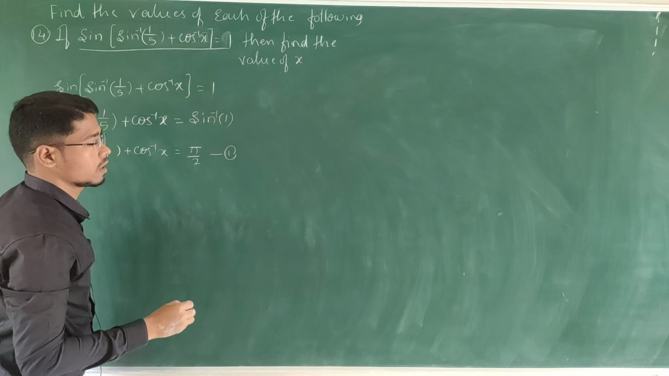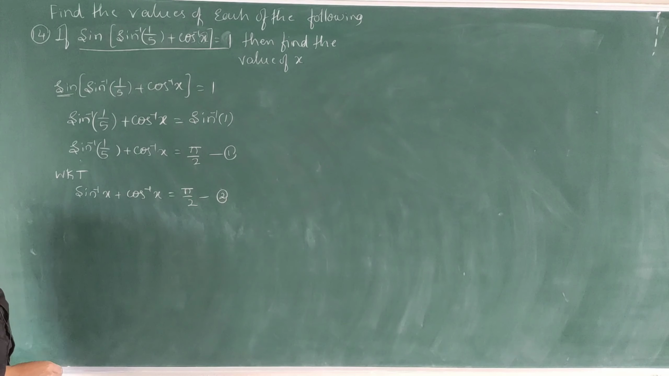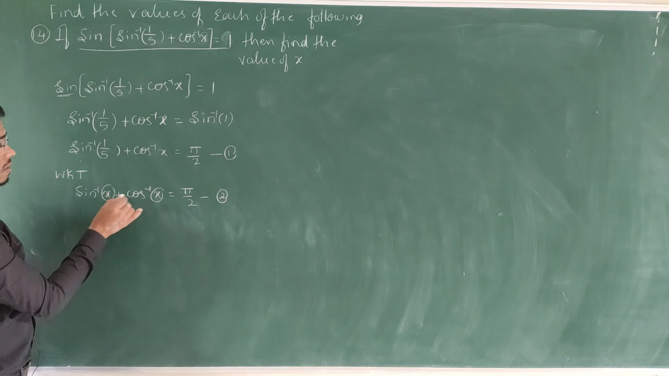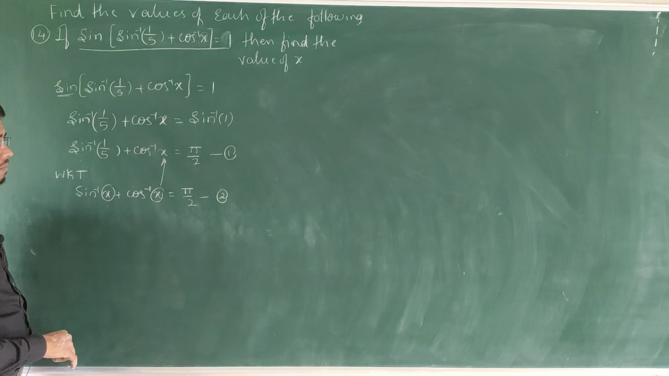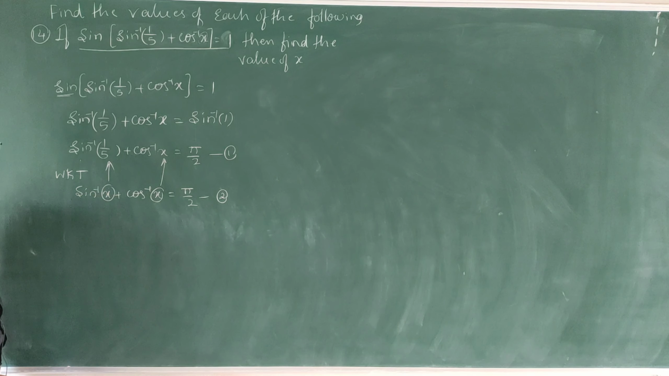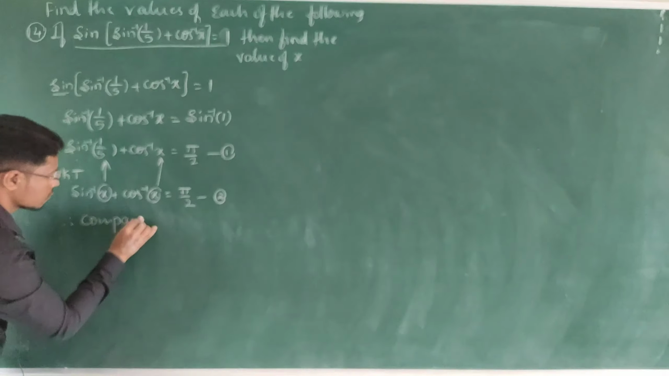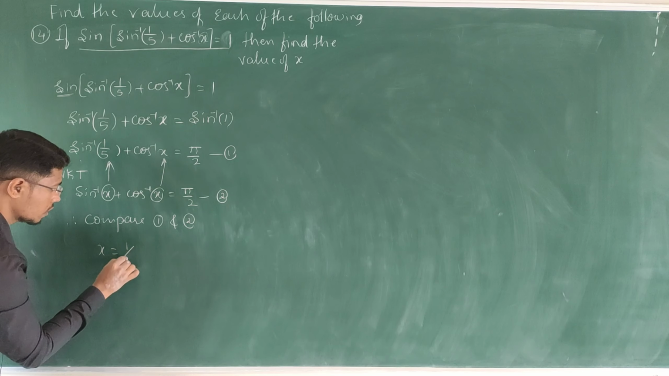Cos inverse of x is pi divided by 2. Call this equation 1. And we know the relation between sin inverse and cos inverse: sin inverse of x plus cos inverse of x is equal to pi divided by 2. When both the angles of sin inverse and cos inverse are the same, x and x, their sum is pi by 2. In the similar manner, here also x is there, so x is equal to 1 by 5. Therefore, comparing 1 and 2, we get x equal to 1 by 5.